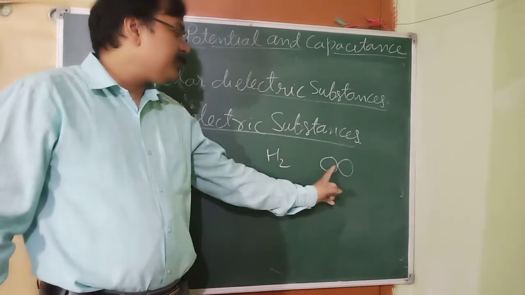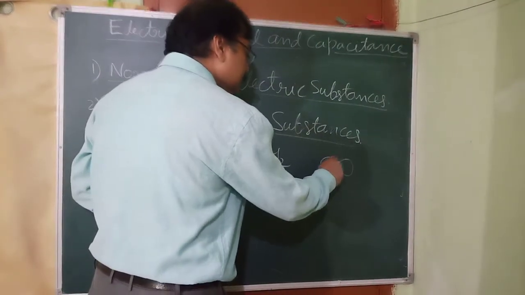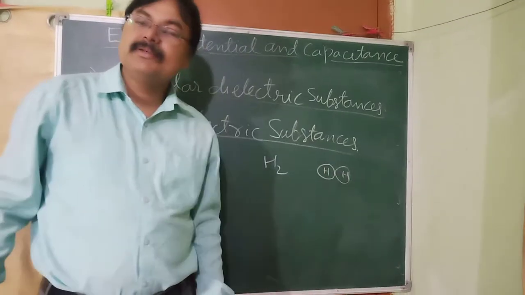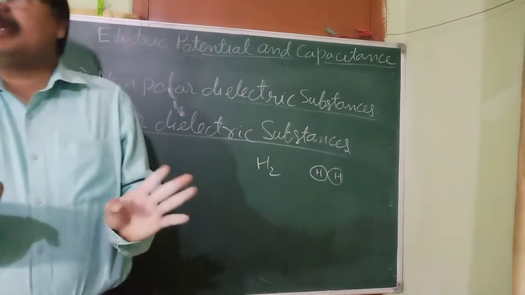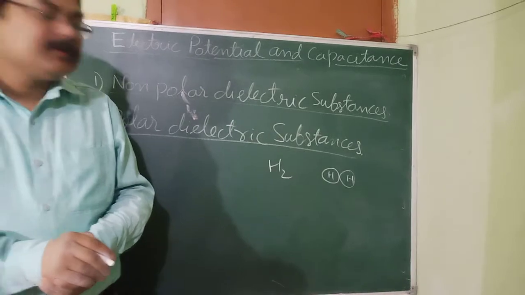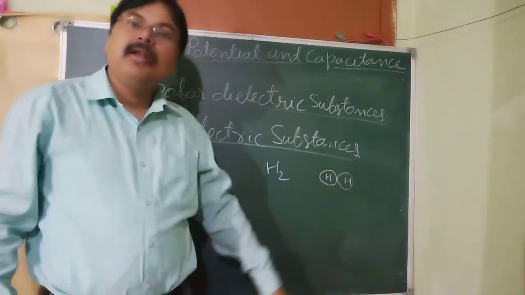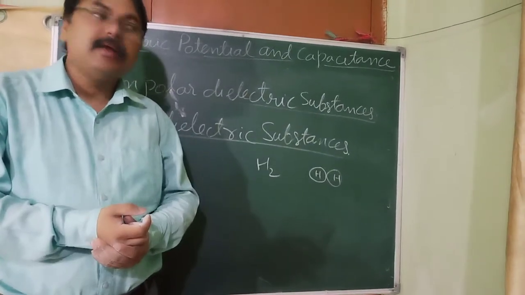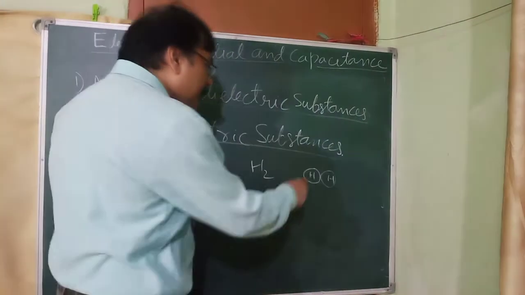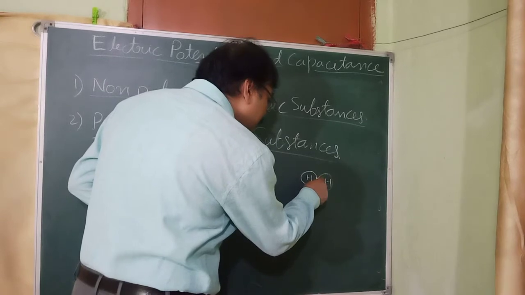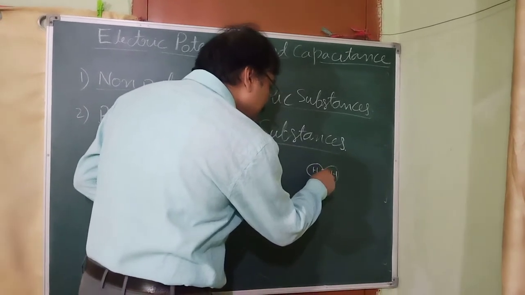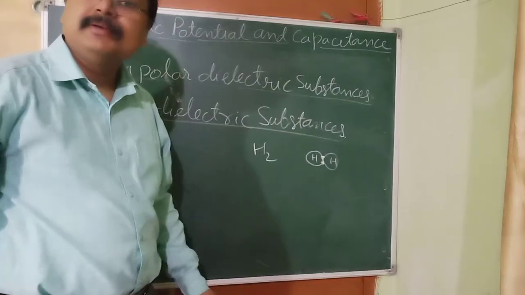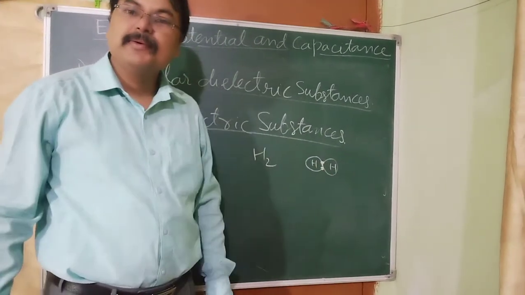This H2 is formed due to the sharing of electrons between these hydrogen atoms, and both are hydrogen atoms. So there is no difference of electronegativity between them. Both are trying to pull the shared pair of electrons with equal force. So the shared pair of electrons will remain here only. It will neither shift this side nor that side. So it will remain here only.